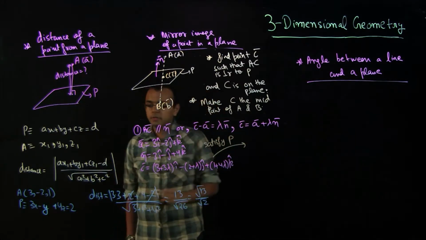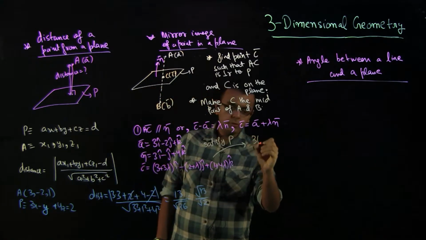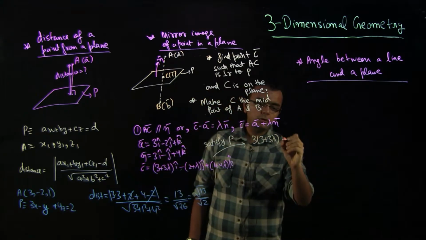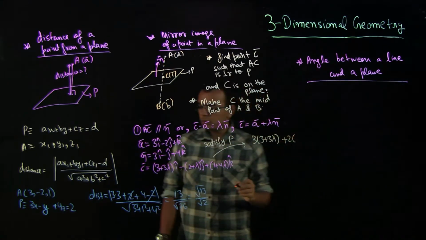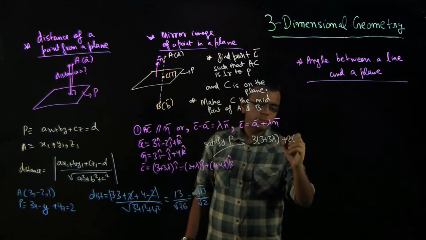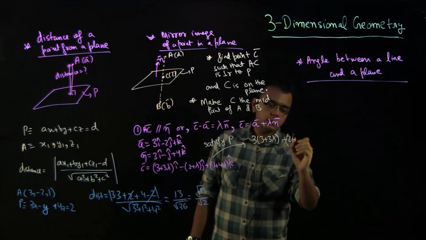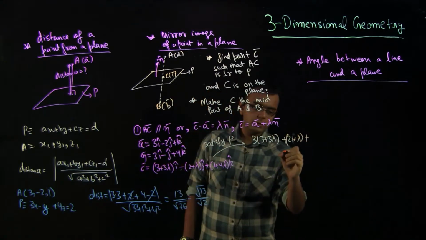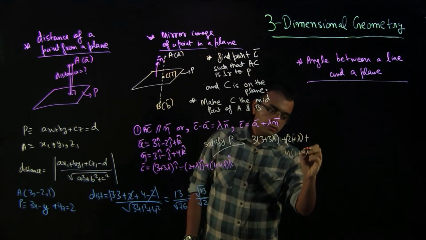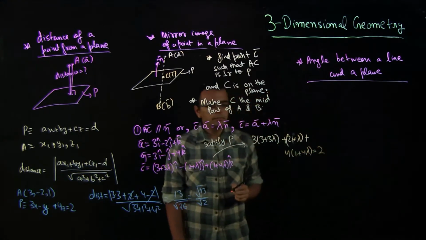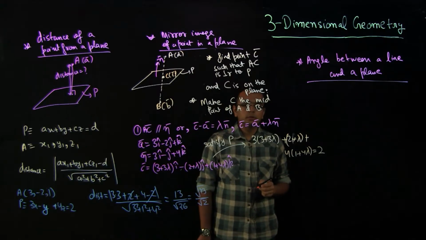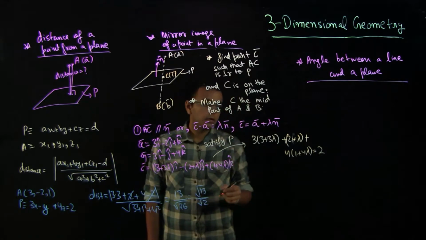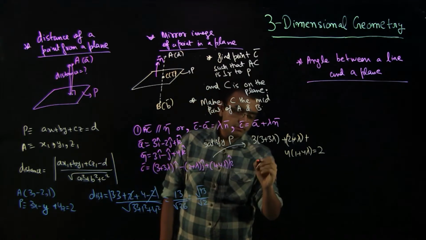To do that, you put this equation in the plane. This will become 3 into 3 plus 3 lambda, minus 2 into minus 2 plus lambda, plus 4 into 1 plus 4 lambda, is equal to 2. Okay. So this becomes minus 13 is equal to 26 lambda, right? So lambda is equal to minus half.